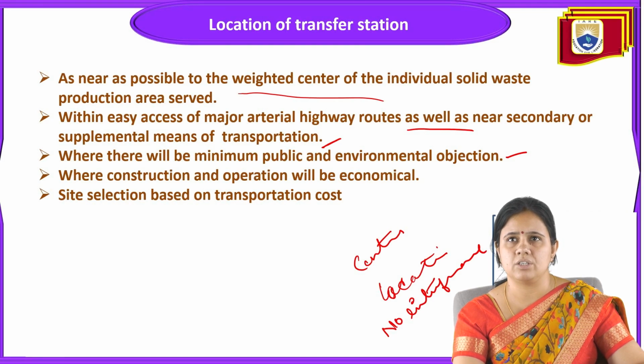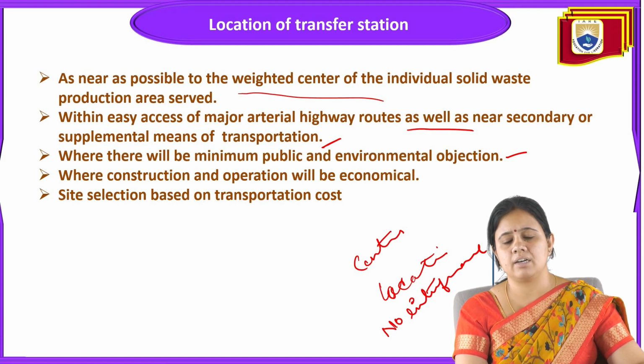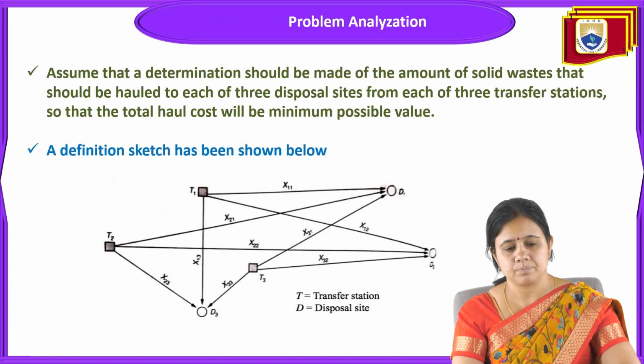For selecting the location of a transfer station, it should be as near as possible to the weighted center of the individual solid waste production areas, within easy access of major arterial highway routes, as well as near secondary or supplemental means of transportation, where there will be no public interference, where construction and operation will be economical, and the site selection is based on the transportation cost.